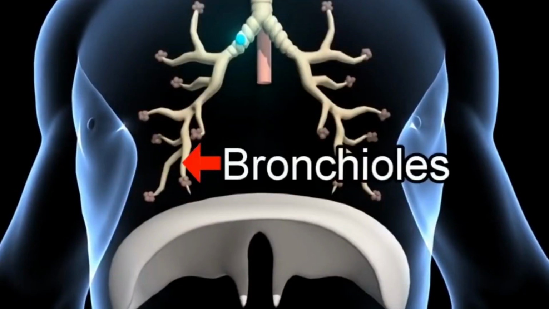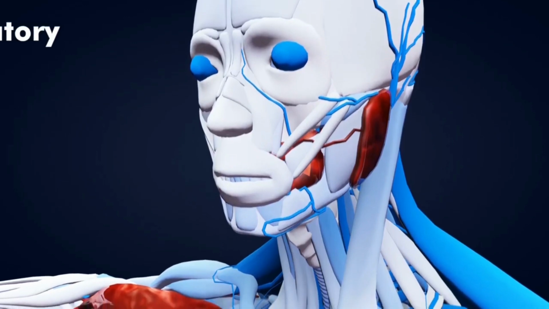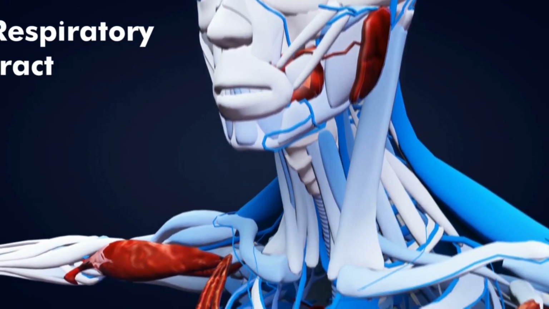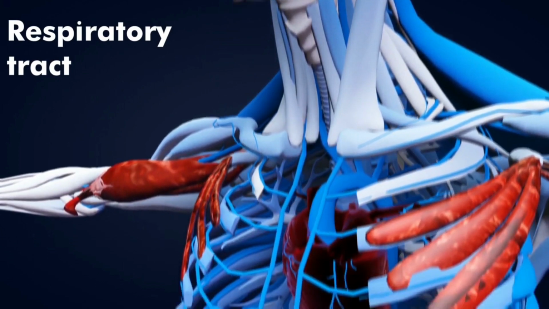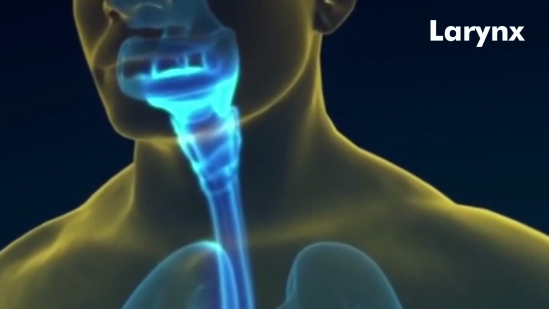The small bronchi divide into smaller and smaller hollow tubes called bronchioles, the smallest air tubes in the lungs. The medical term for all the air tubes from the nose and mouth down to the bronchioles is the respiratory tract. The lower respiratory tract is from the larynx.